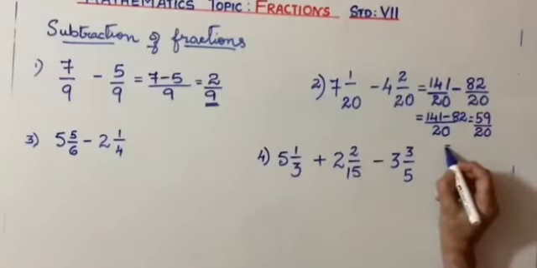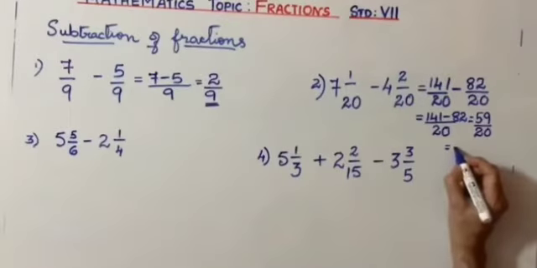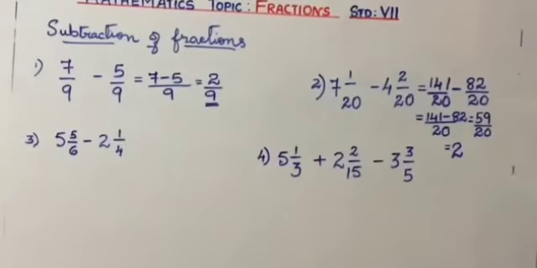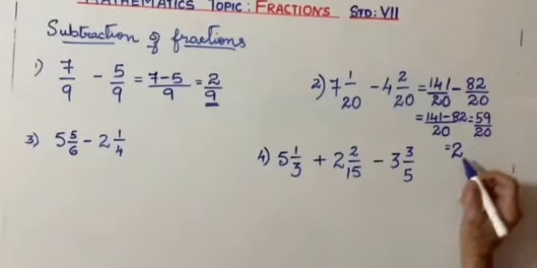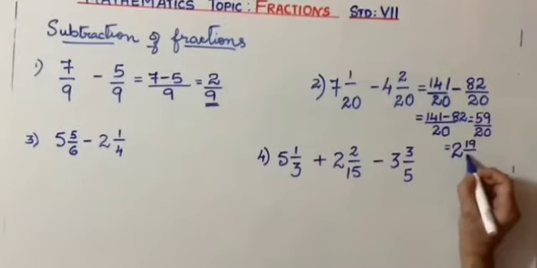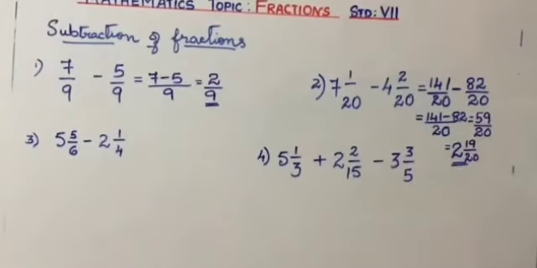So all we can do is put them in mixed form. So 2 2's are 40. Children, I hope you know how to convert into mixed form. Divide it. 20 2's are 40. We are left with 19 by 20. Check your answer. 2, 19 by 20. Okay. Now look at the third problem.